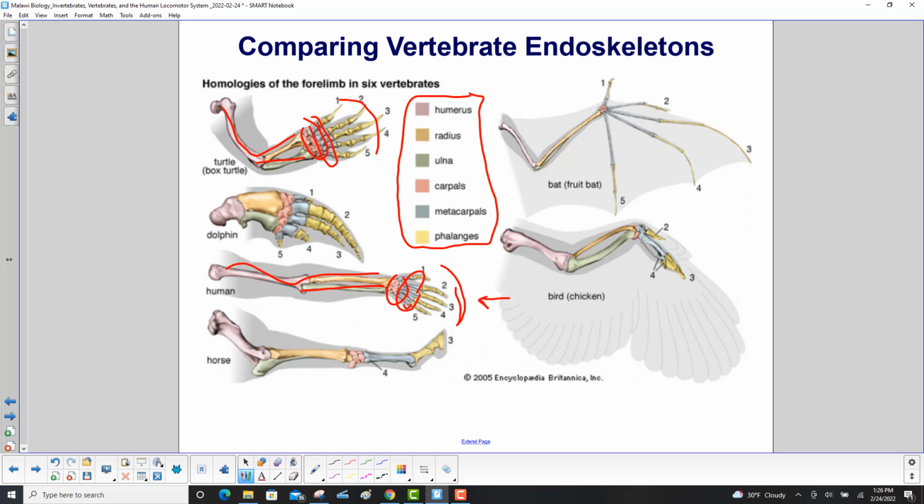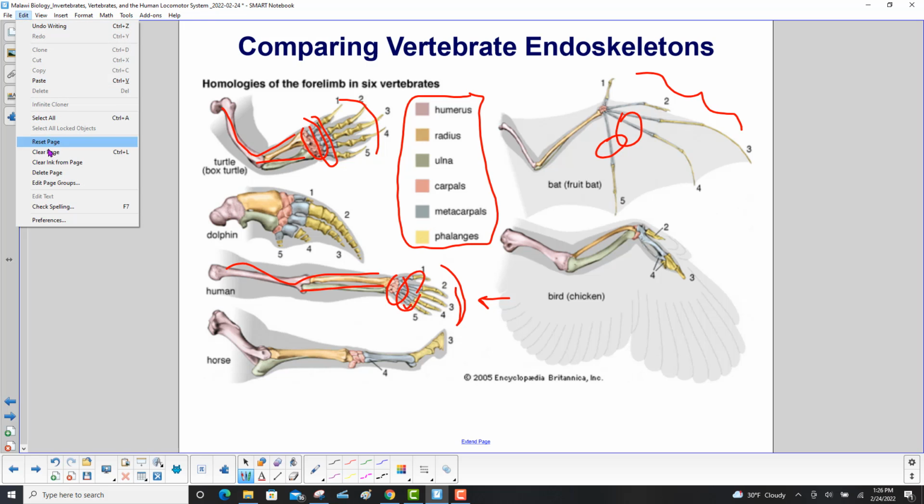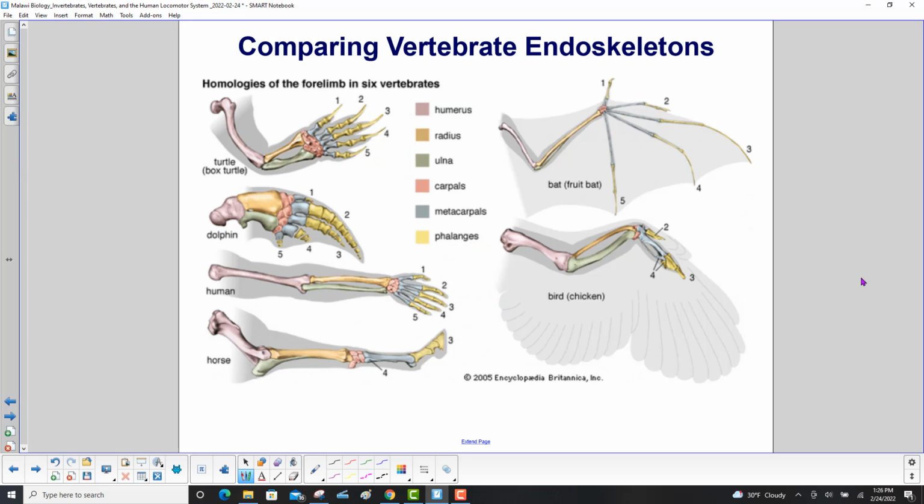And you go over to the fruit bat. Once again, 5 phalanges, but part of the phalange is this right here, the metacarpal. Whereas in humans, that's certainly not that long. So let me erase all that so you can look at it at your leisure. Just clear the ink. And just compare the various bones in those various creatures, including a human.